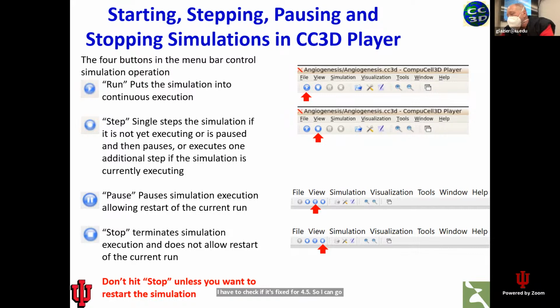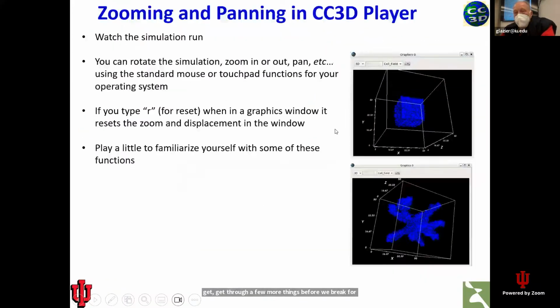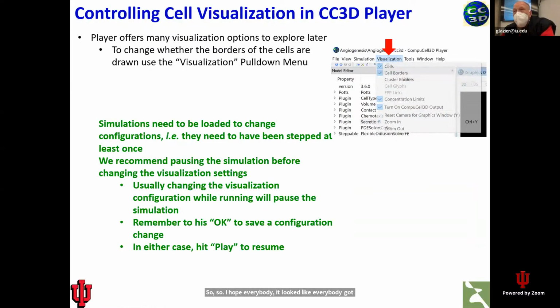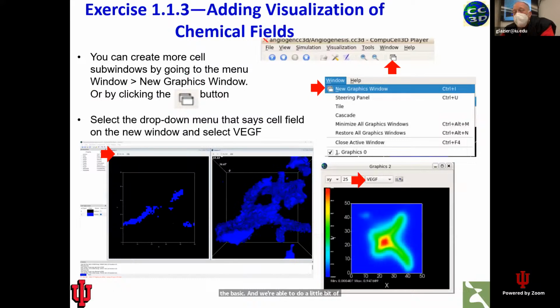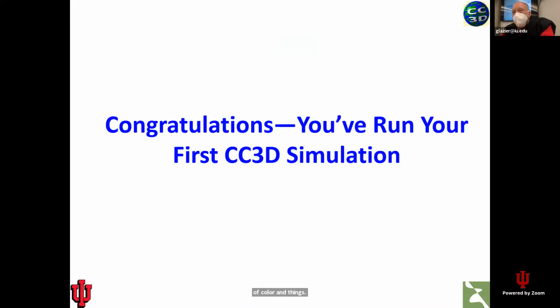Okay, you check because there's a new release candidate, which we're not using because I didn't want to use a beta version. I hope it looked like everybody got the basic simulation to run, and we're able to do a little bit of control of color and things. And I apologize to people who had issues with getting it up. But it took us what, an hour? We're an hour and 45 minutes into the class, so it's not ideal, but I guess it could be worse.